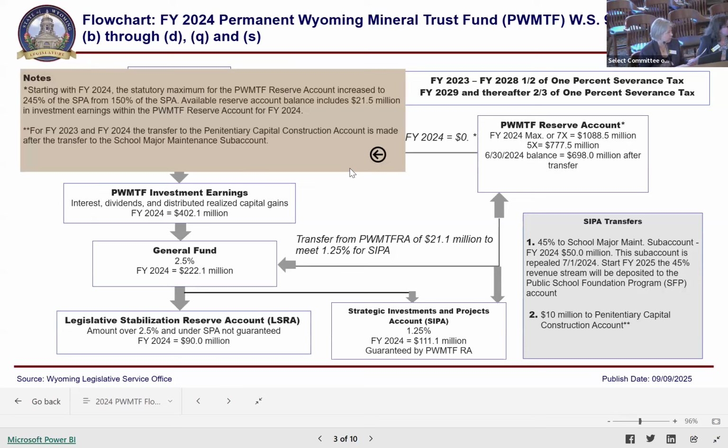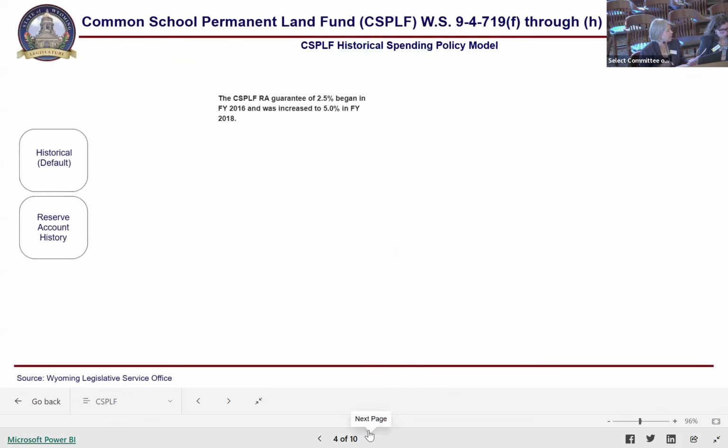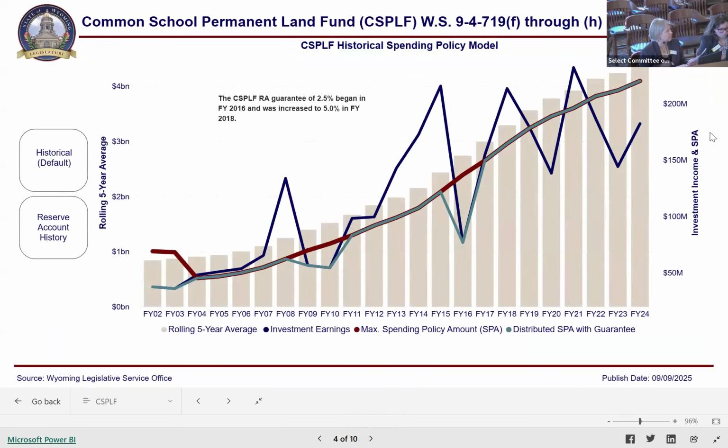So now we'll move on to the Common School Permanent Land Fund, which is our next fund. And from here, the charts are the same. The elements are the same. And this picture of our spending model for the Common School really shows you how this mechanism that the legislature put in place to smooth out the amount that's available for spending has worked really well in the case of this fund. And by that, I guess another way to put it is that in most years, the teal line is right on top of the red line, and you've got the spending that you were anticipating.